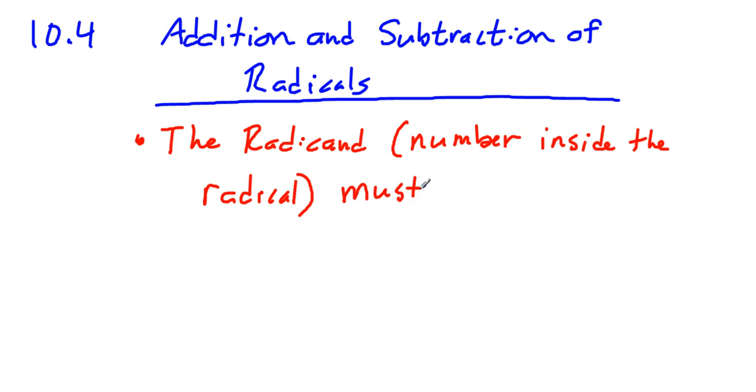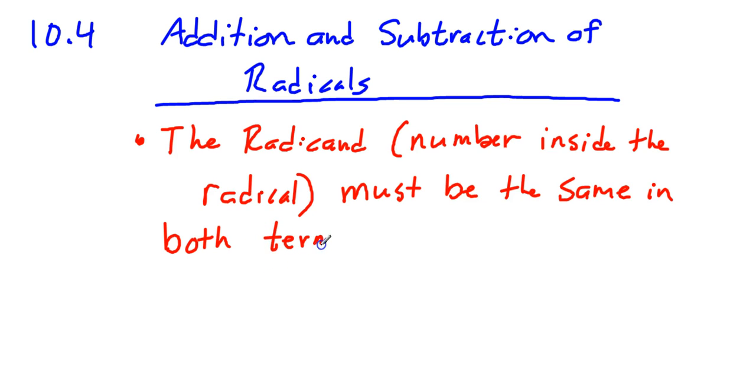When you're going to do addition and subtraction, the radicand must be the same in, say, both terms. So they give you one that's square root of 3 and the other one's square root of 5, and they ask you to add it together. You can't do it. Both of them have to be square root of 3s when you break that down.